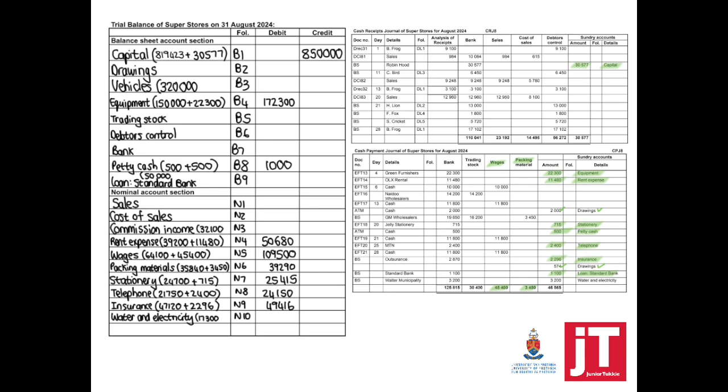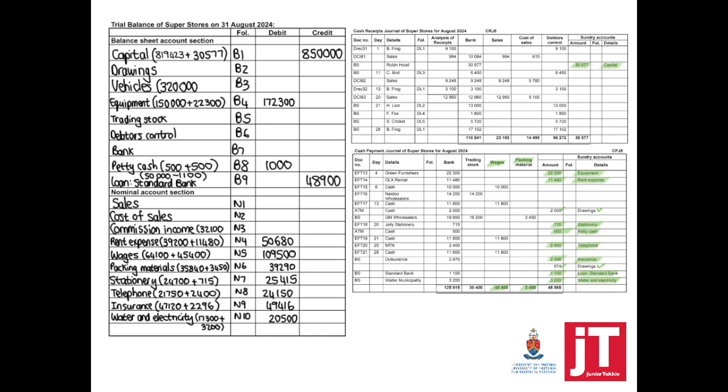Loan, now just be very careful. From the CPJ, my loan is not going to increase. My loan is going to decrease because a payment was made. So 50,000 minus 1,100 means my new balance is 48,900. So be very careful when you look at the loan. Water and electricity, our expense is going to increase with 3,200.